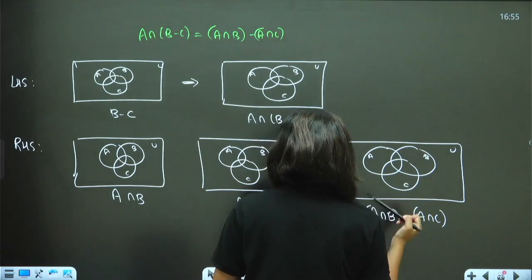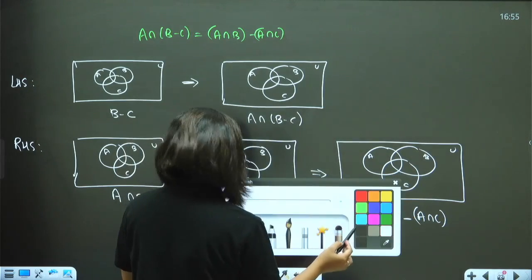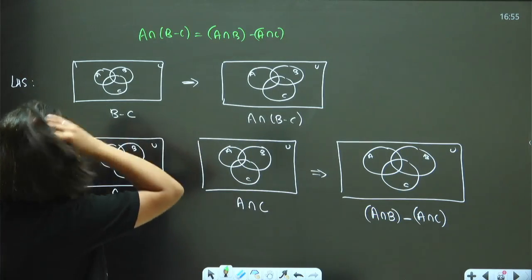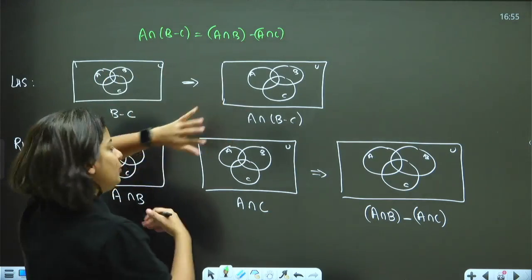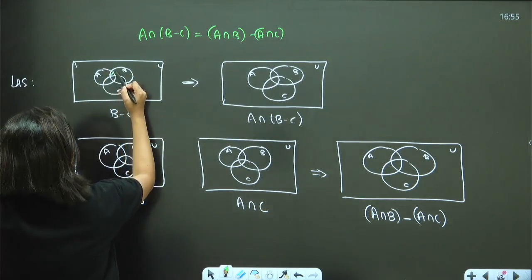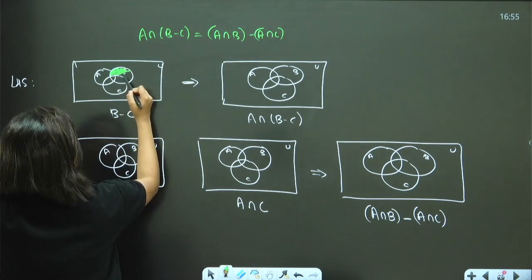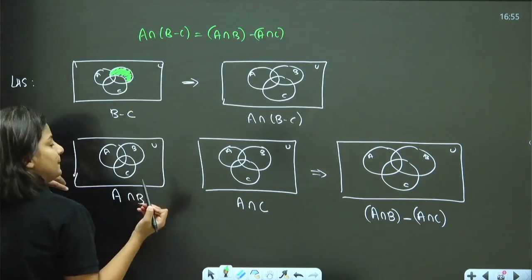B, C. Alright guys, let me use a different color. B minus C means that from the entire set B, you will remove the set C. Wherever there is C, you are going to remove that. So this is what I get roughly.